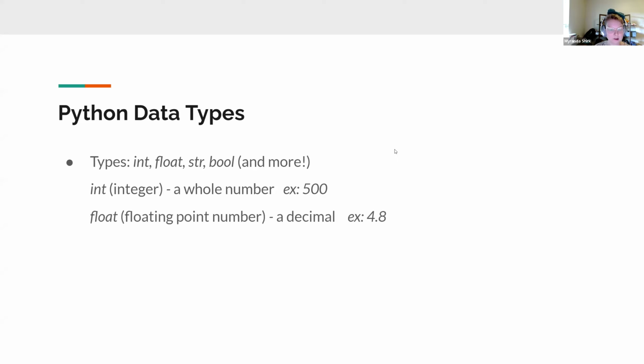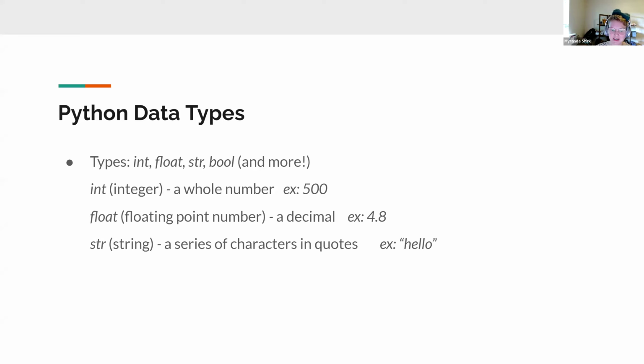The next is a float. This stands for floating point number, which is a fancy way to say decimal. So 4.8, 5.5, 5,000.142. All of these things are floats. That's any kind of number with a decimal.